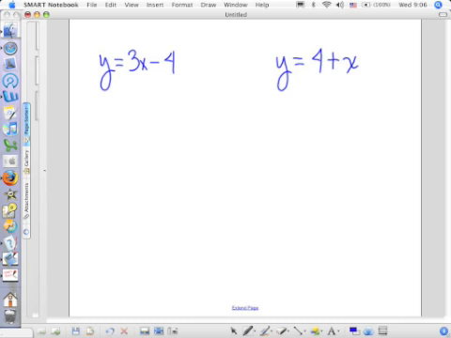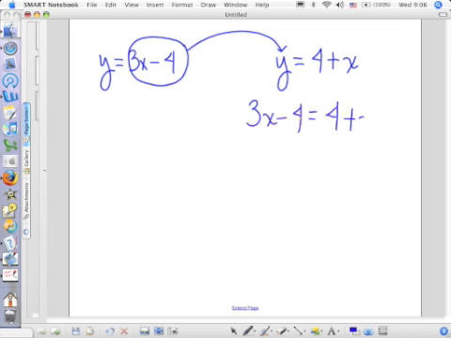So all I've got to do is take whatever y is equal to and plug it into the other equation. Here, y is equal to this expression. So I'm going to substitute that expression for y, because that's what y is equal to. And then I rewrite this equation. Instead of y, I put the expression that y is equal to, equals 4 plus x. And the thing that I've done is I've created an equation with only one variable, x. So I can now figure out what x is.